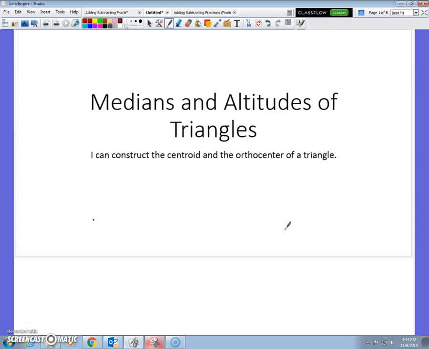All right, this is Mr. Gillum, and today we are going to be talking about medians and altitudes of triangles. What we're shooting for here is for you to be able to construct a centroid and an orthocenter. So we've got two new vocab words of things that have to do with triangles, kind of like the circumcenter and the incenter, but now we're going to find the centroid and the orthocenter, and we're going to learn about medians and altitudes. So here we go.